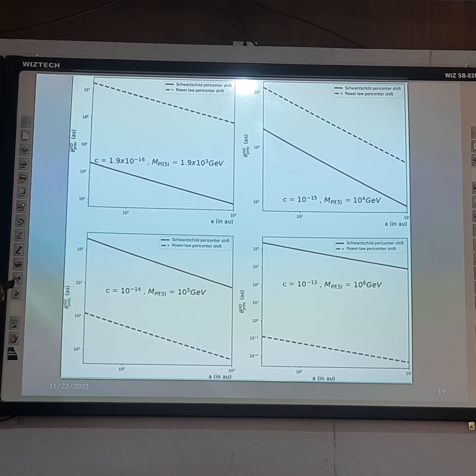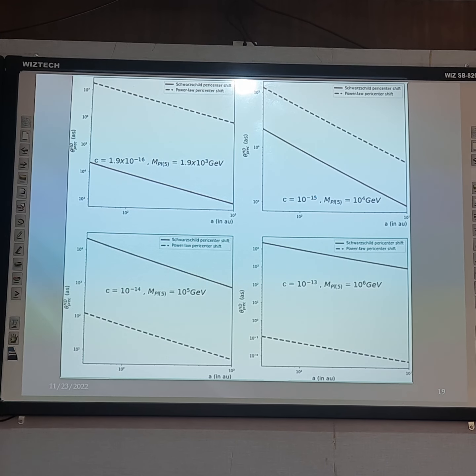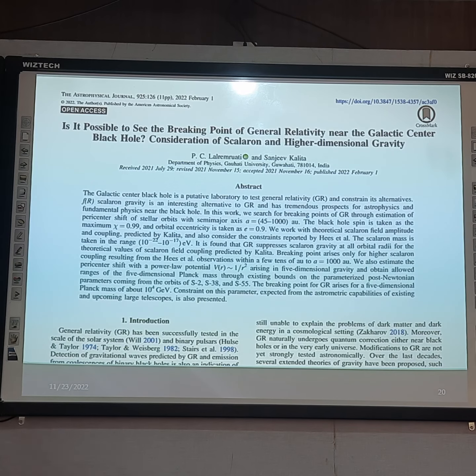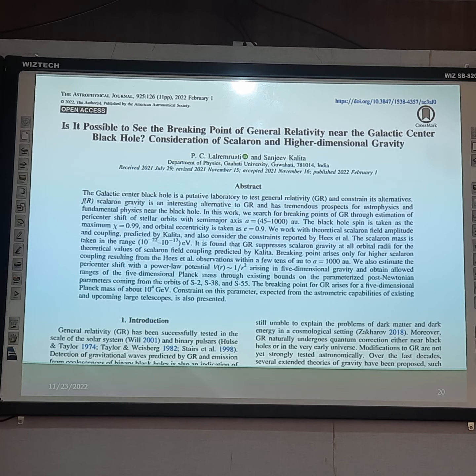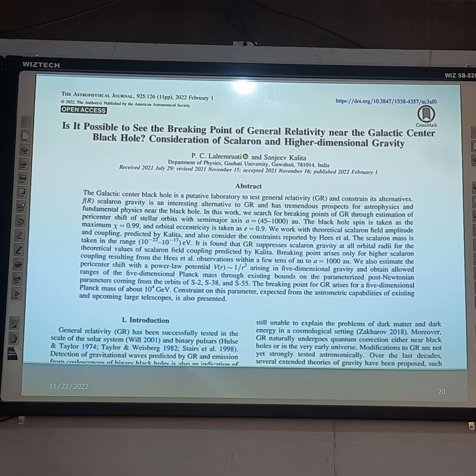If we go from say 50 AU to around 1000 AU, within that region near the black hole, the Kaluza-Klein particle can be easily constrained. So this is another potential of the black hole. This is the paper, and my first PhD student submitted the thesis. Is it possible to see the breaking point of GR? Consideration from scalaron and higher dimensional gravity as well. We had a comparative study with scalarons, but I am not showing the comparison here.